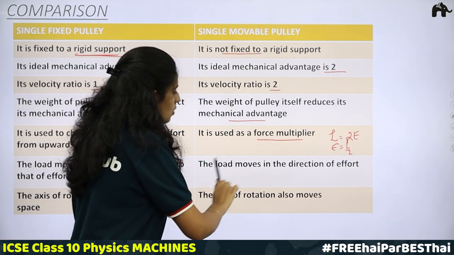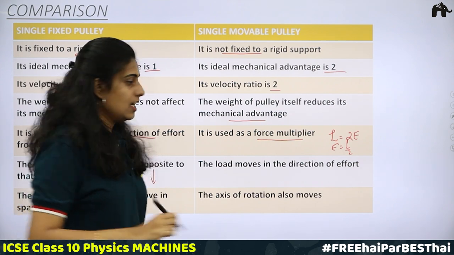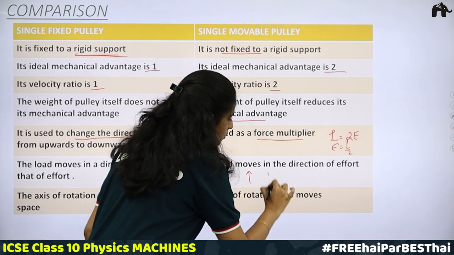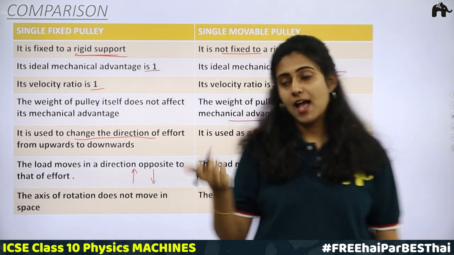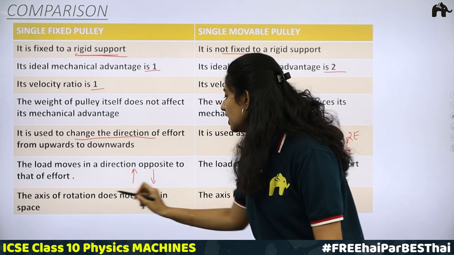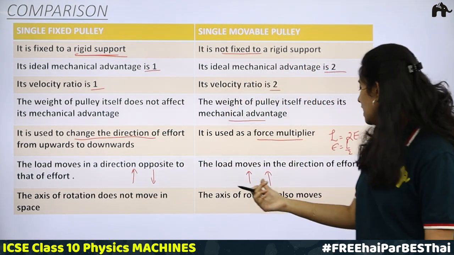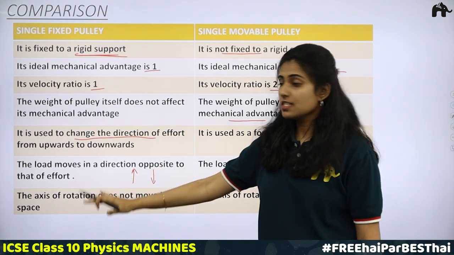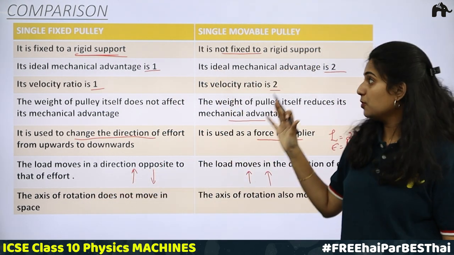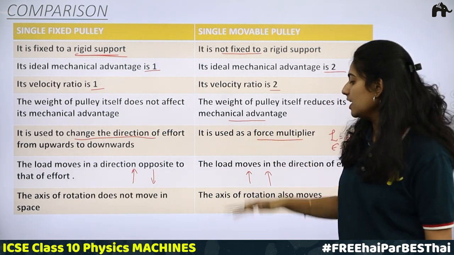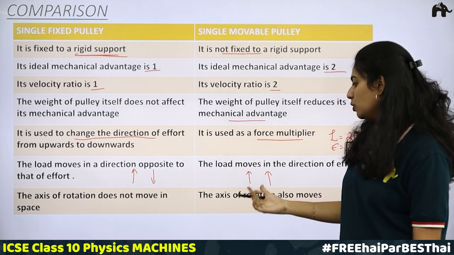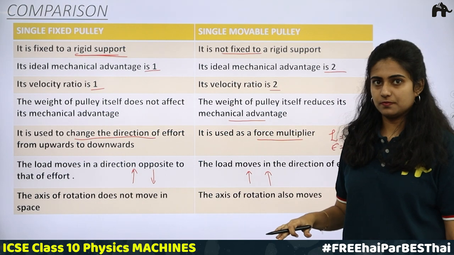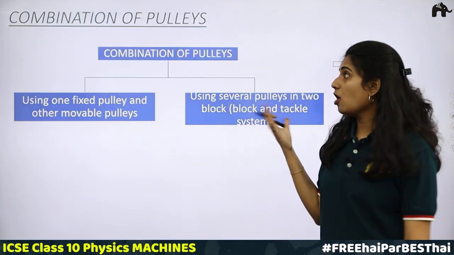What about this case? The load moves in the direction of effort. Load is moving upward and the force, effort, is also being applied upwards. Axis of rotation does not move in space. Here the axis of rotation also moves. We have seen axis of rotation is fixed in the case of single fixed pulley. In movable pulley, it is moving with the load. It will be raising up, it will be coming down. Clear? Next is a combination of pulleys.